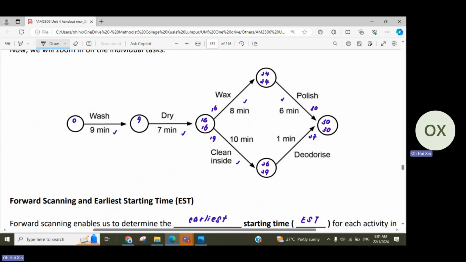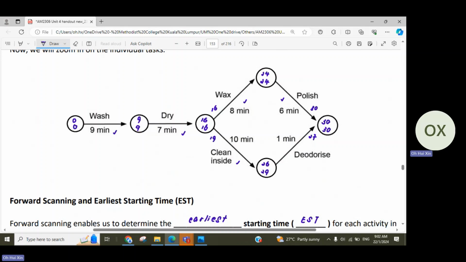Okay, so let's finish the last two. The latest time that we need to start waxing and cleaning inside is 16, which means this is the latest time that I need to end drying. So that's why I need to start as late as possible. The latest that I can dry is 9, because 9 plus 7 gives me 16. So 9 minutes. So that's why I go back to this, which is 0.